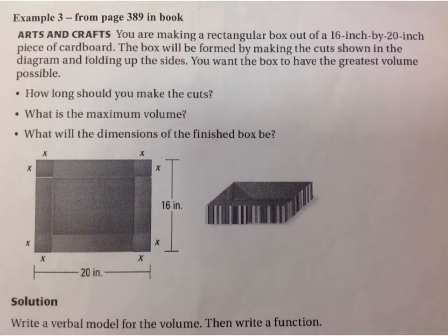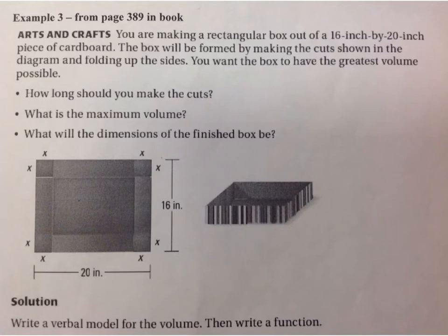This is actually in your textbook on page 389, but I thought it was a good example to talk through. It says you are making a rectangular box out of a 16-inch by 20-inch piece of cardboard. So say you need to make a box for a Christmas present and you don't have one. The box will be formed by making the cuts shown in the diagram and folding up the sides.